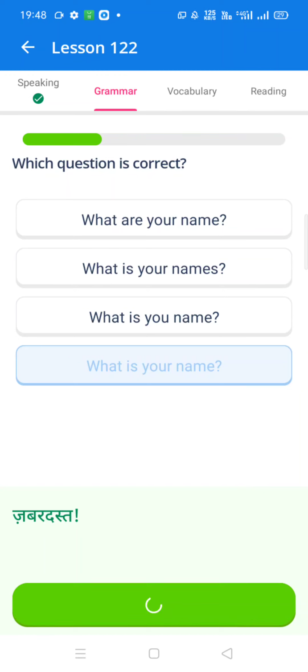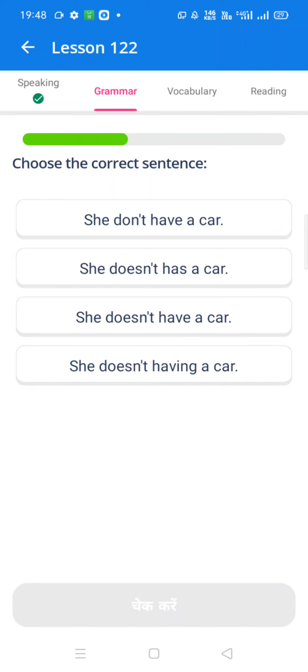Next question is, choose the correct sentence. She don't have a car. She doesn't has a car. She doesn't have a car. She doesn't having a car. Which one is correct? Tell me. How many numbers is it? Question, I think it is five. Okay, five, A, B, C, D. Which one is correct? Let me know.